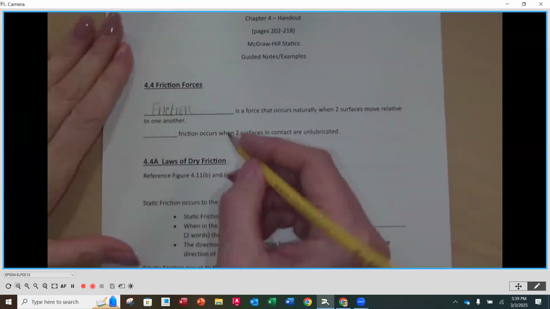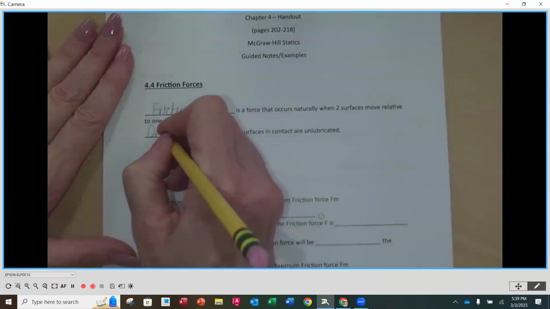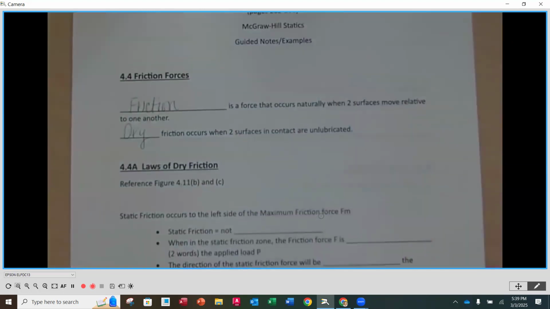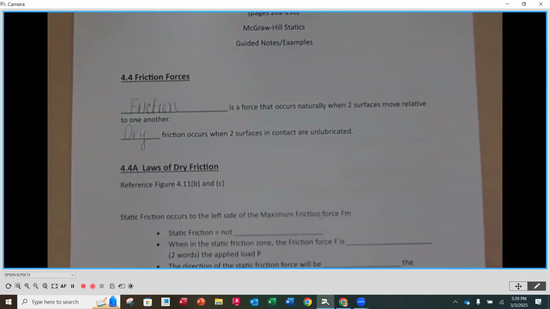Okay, dry friction occurs when two surfaces in contact are unlubricated. Okay, when we talk about statics, most of the time the bodies that we're talking about are not moving, so lubrication isn't necessary. When you get things that are moving relative to one another, then you're usually interested in friction so that you can minimize wear, that you can kind of minimize heat, and that the surfaces run nicely to each other. But in statics, we are going to be only concerned with dry friction.